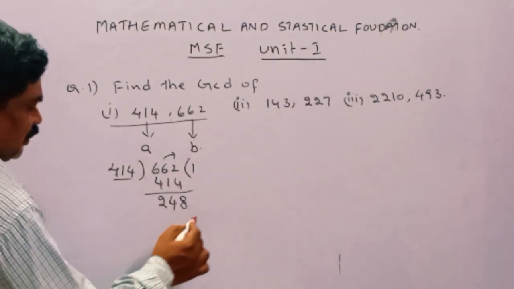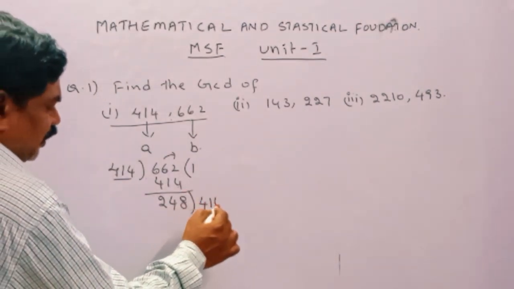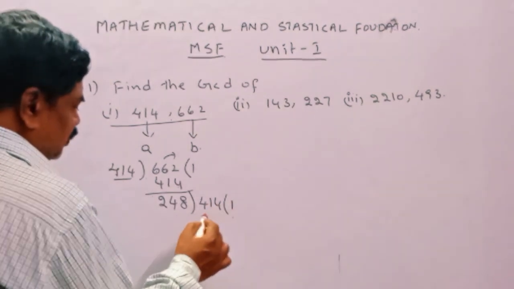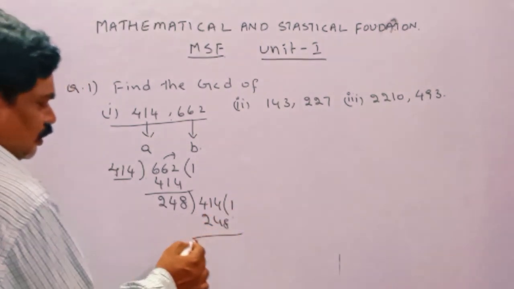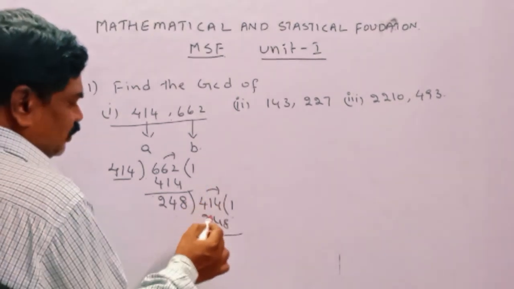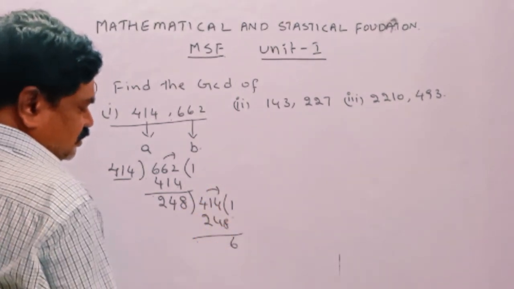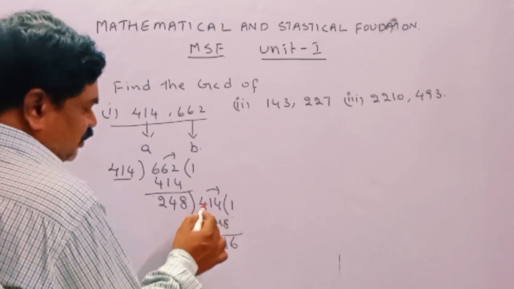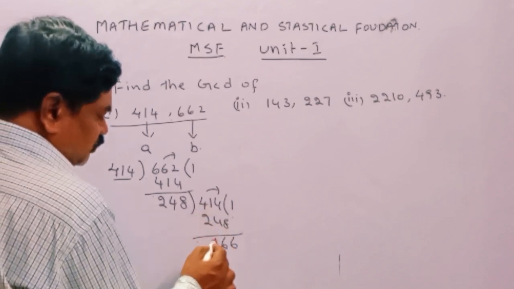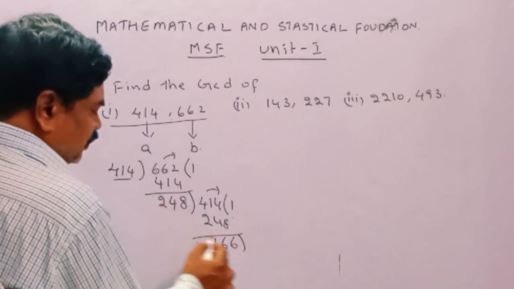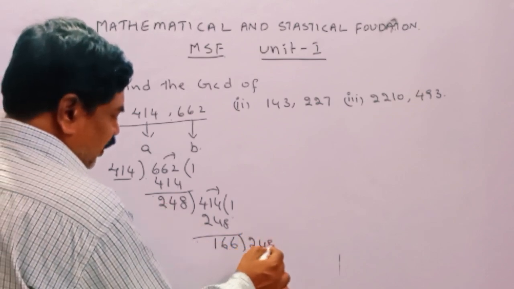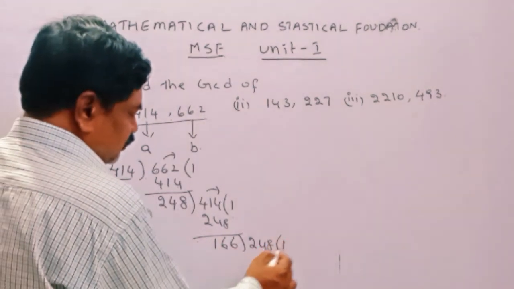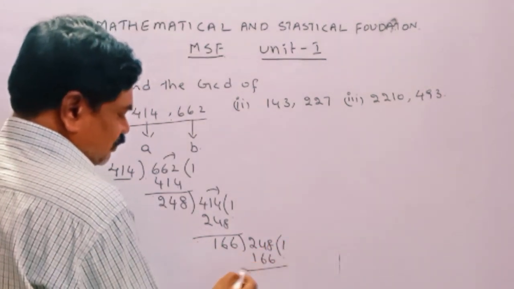Again, take 414 as the new dividend and 248 as the divisor. 414 divided by 248 gives quotient 1, and 414 minus 248 gives the remainder 166. Again you write 248 as the dividend and 166 as the divisor. 248 divided by 166 gives 1.